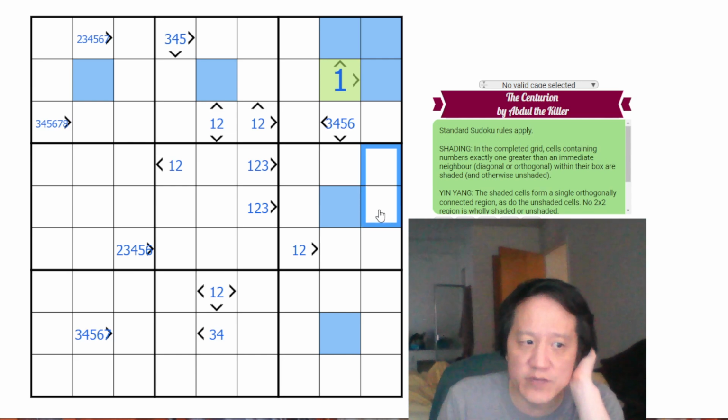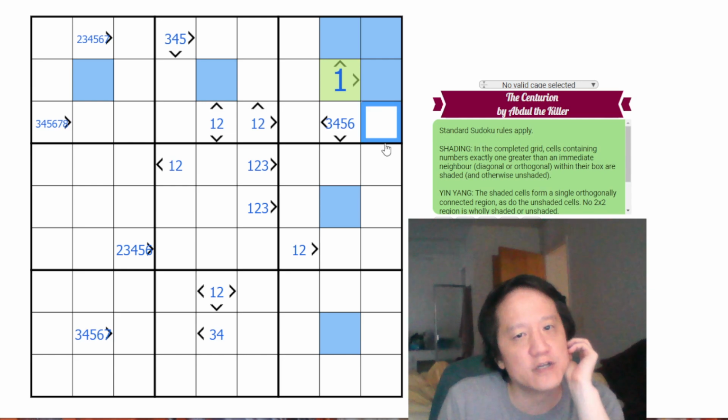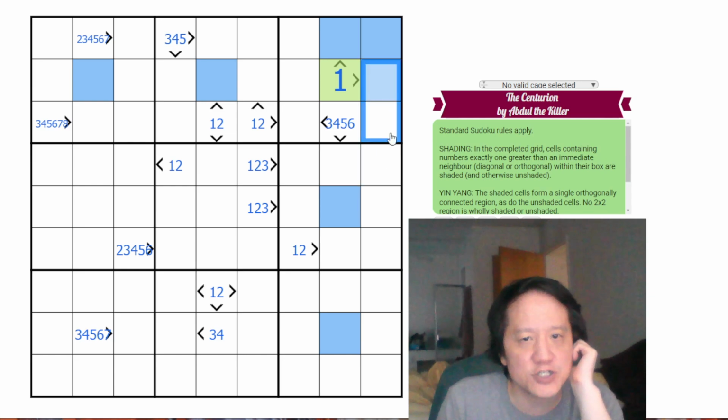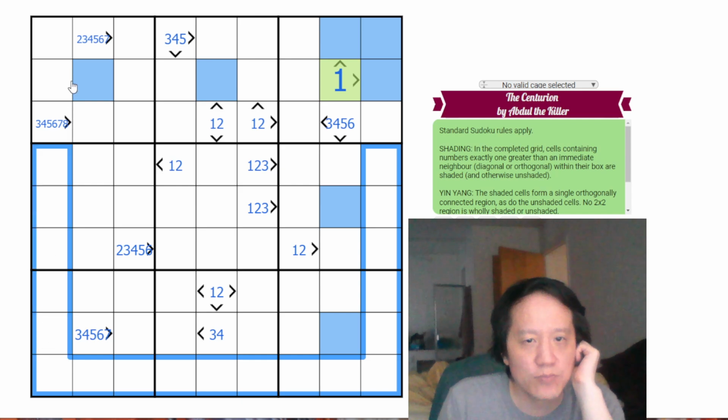So because one of these is shaded, first of all, we know this has to be shaded, right? Because if we have anything that's unshaded in here, we know that this goes on the outside. Right?